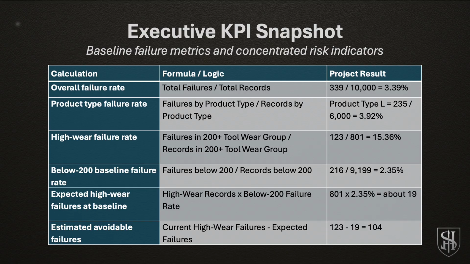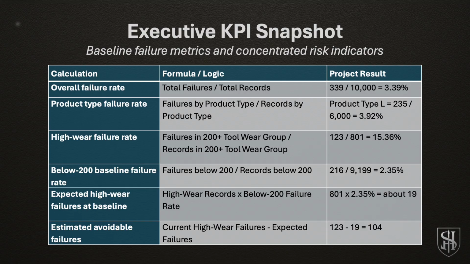The fourth calculation is the below 200 baseline failure rate. This was calculated by looking at machines with tool wear below 200 minutes. In that group, there were 216 failures across 9,199 records. That produces a baseline failure rate of 2.35%. This comparison is critical. Machines below 200 minutes failed at 2.35%, while machines at 200 minutes or higher failed at 15.36%. This difference suggests that the 200-minute tool wear point is a meaningful risk threshold.